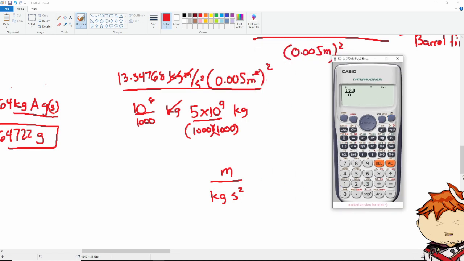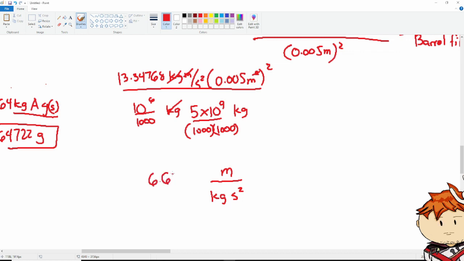So 13.34768 times 0.005 squared, divided by 10 to the 6 divided by 1,000, multiplied by 5 times 10 to the 9 divided by 1,000 divided by 1,000. That gives 6.67384 times 10 to the negative 11 meter kilogram second.